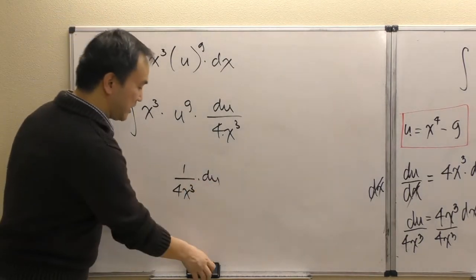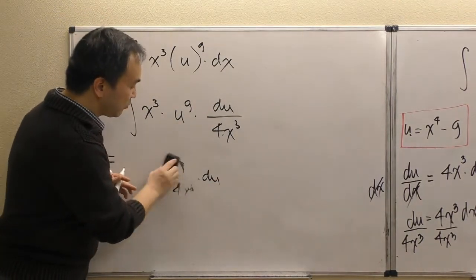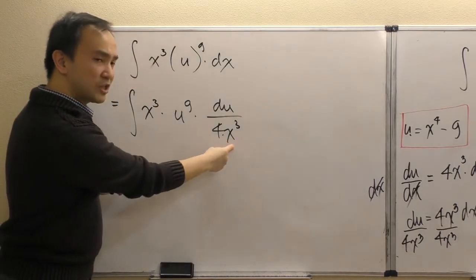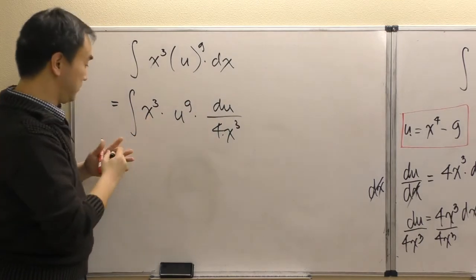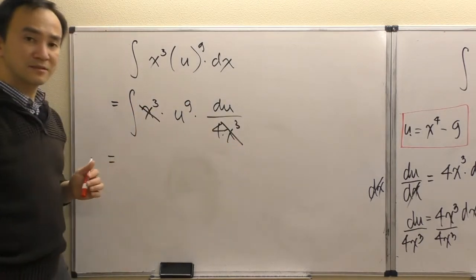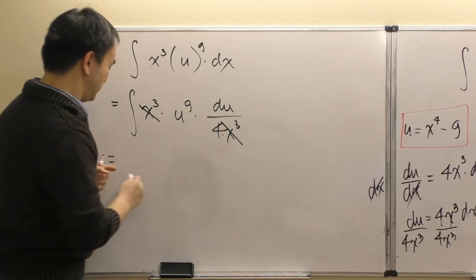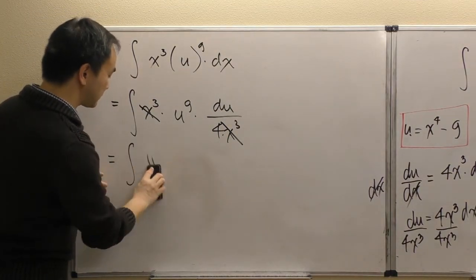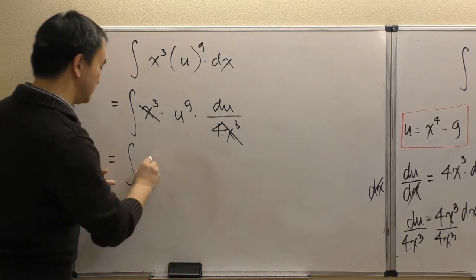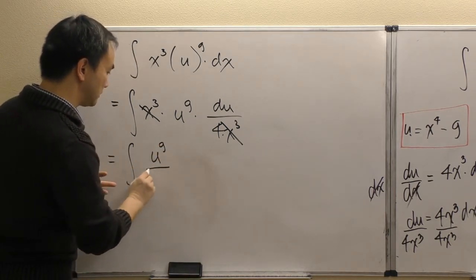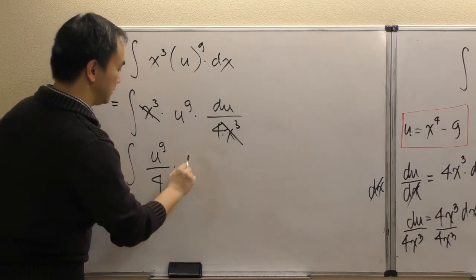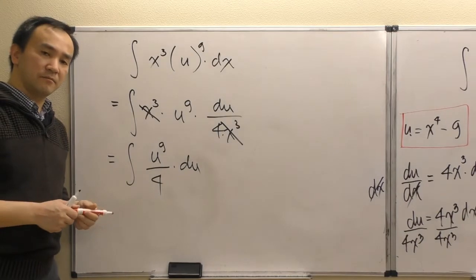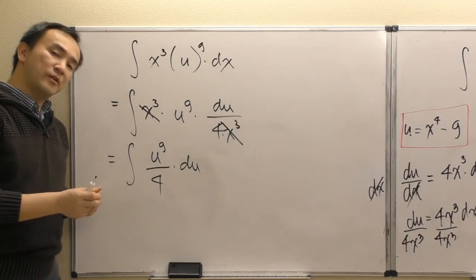Okay? And so in that way, we can still see this as a fraction. And so now the x cubed here will get canceled with that x cubed. So it's gone. Okay? And your problem now becomes something like this: u to the 9 over 4 du. But now look at the overall expression again. What good have we brought for ourselves?